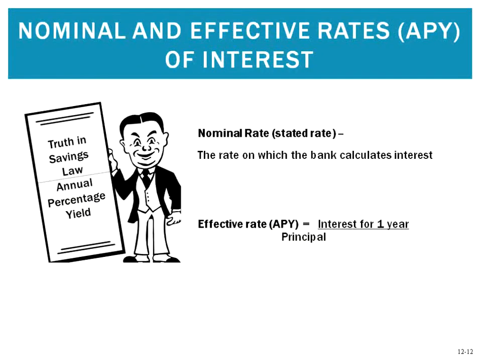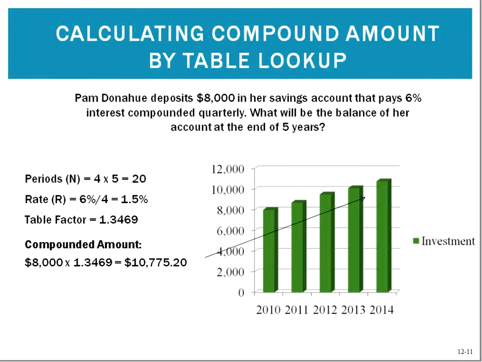And that amount that we calculated, $10,775, was what we would have gotten at the end of our 20th period. So this just saved you so much time because you looked at the table. Now listen to me carefully.